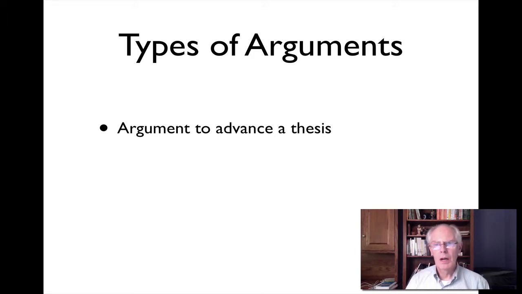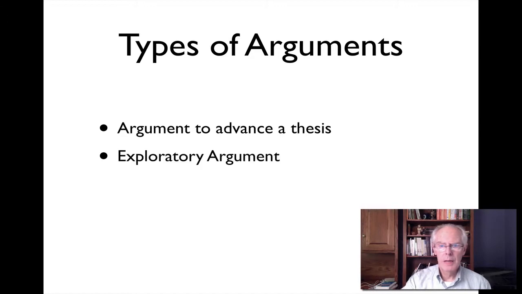So one type of argument, and perhaps the most common you'll run into in academic writing, is to advance a thesis. Another type might be an exploratory argument. What's an exploratory argument? Well, an exploratory argument, in my opinion, is basically something that is less precise about where you are exactly going to go with your argument. You might do this in a speech, for example. You might explore an argument that has some problem at its root.